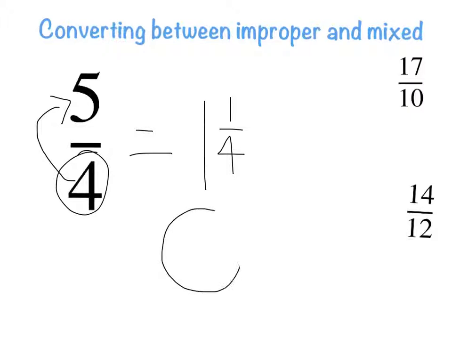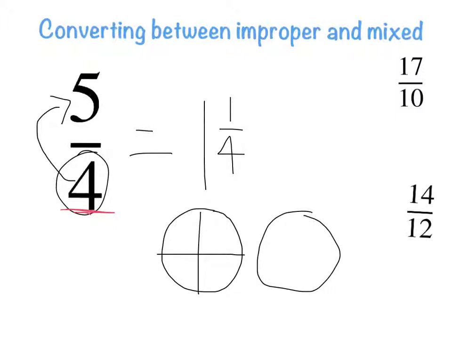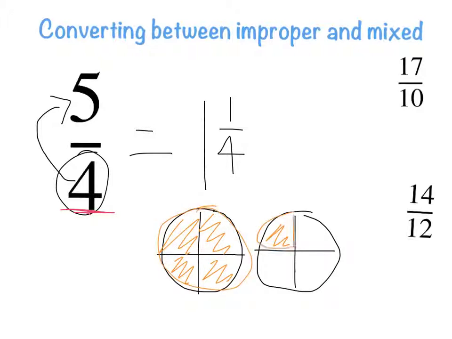Okay, let's draw a whole. How many parts make up my whole? It's already been told to me, it's 4. Okay, 4 parts make up a whole. And how many parts do I have? I have 5. So 1, 2, 3, 4, 5. 1 1/4. Yep, that looks right. So I've done it the right way. That's a good way of quickly checking if you're still a little bit uncertain.